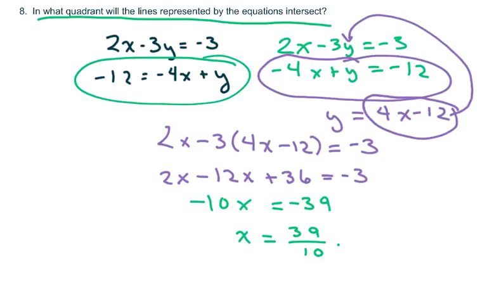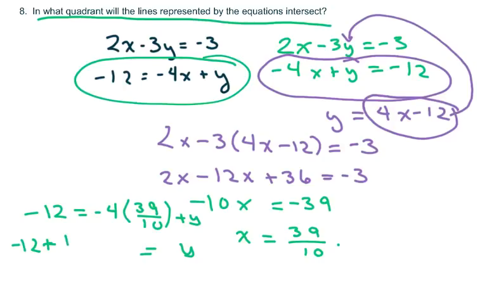equation. So you get, I should have graphed it, negative 12 equals negative 4 times x plus y. So y equals negative 12 plus negative 4 times this, which is 40, so that's going to be 160. Let's see, 160 minus 4 is 154 over 10.